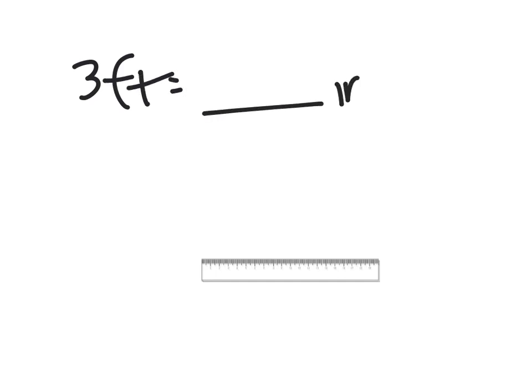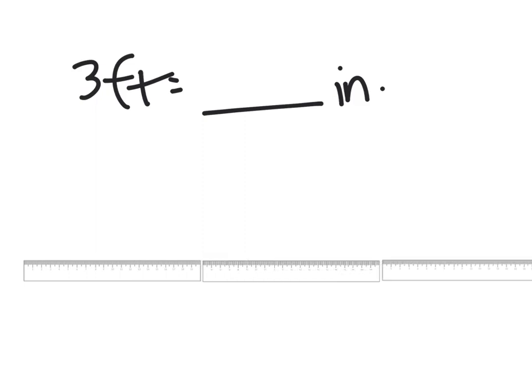Okay, our first problem is going to be 3 feet equals how many inches? There's different ways you can solve this. You can solve it either by adding or multiplying. If you are going to add, you could think of it like this. There are 3 rulers here. 1, 2, 3. And each one of them is 1 foot.